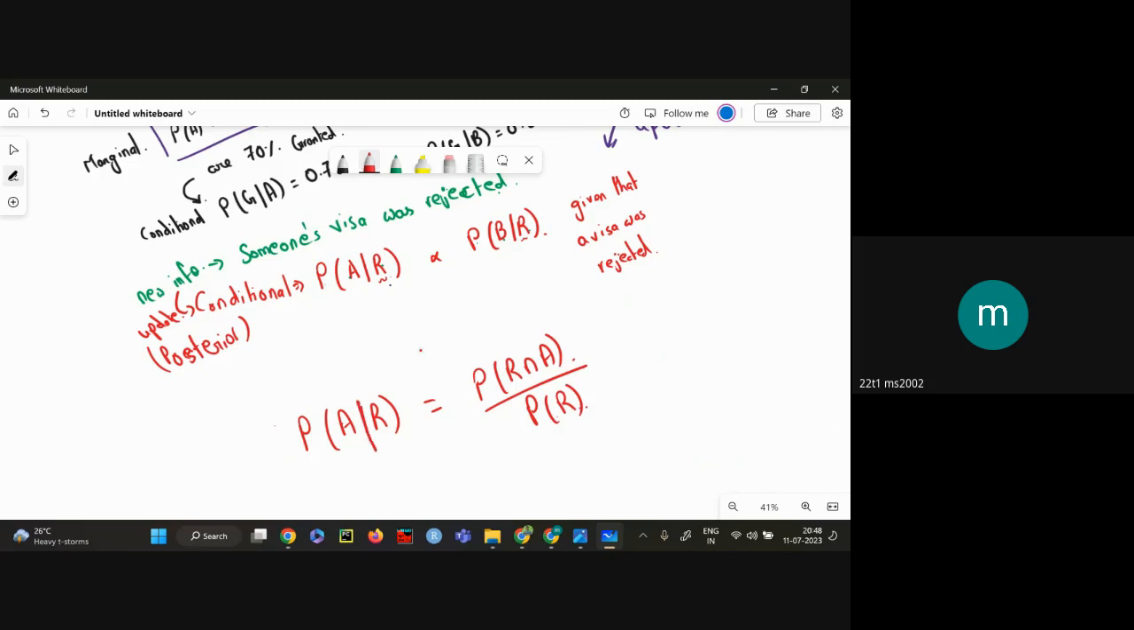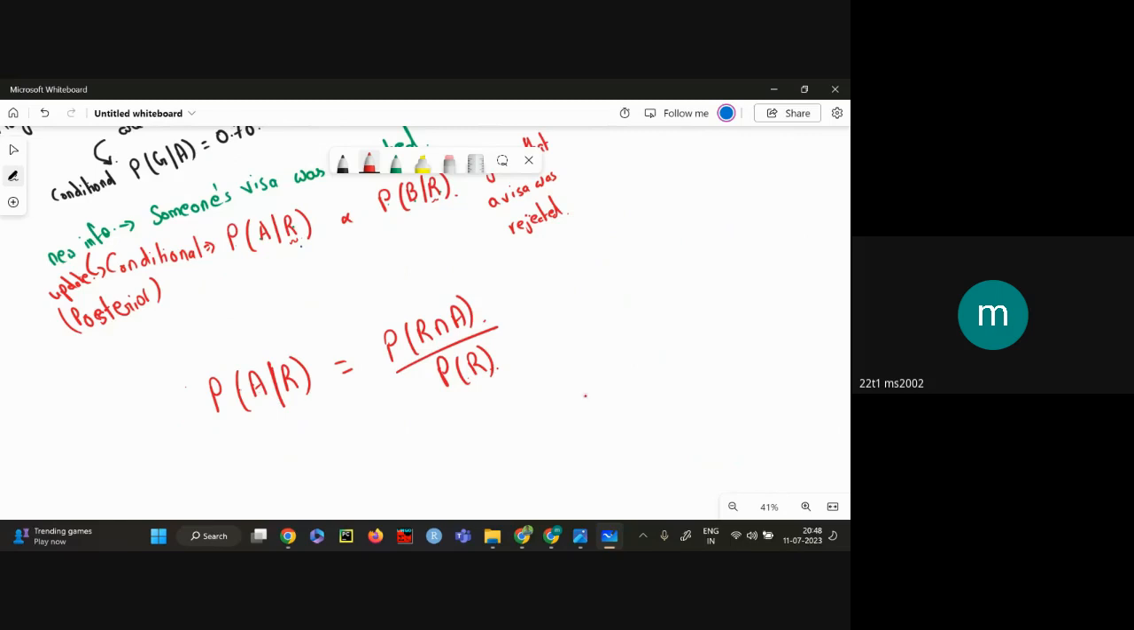Just remember this as a cheat code: P of A given R is read as P of A intersection R divided by P of R. So the numerator is always A intersection R, and the denominator is always P of R. You can always substitute this with something else and write it as P of R given A into P of A by P of R. All of that is possible, but not for us, because I'm going to do it as computations later on.